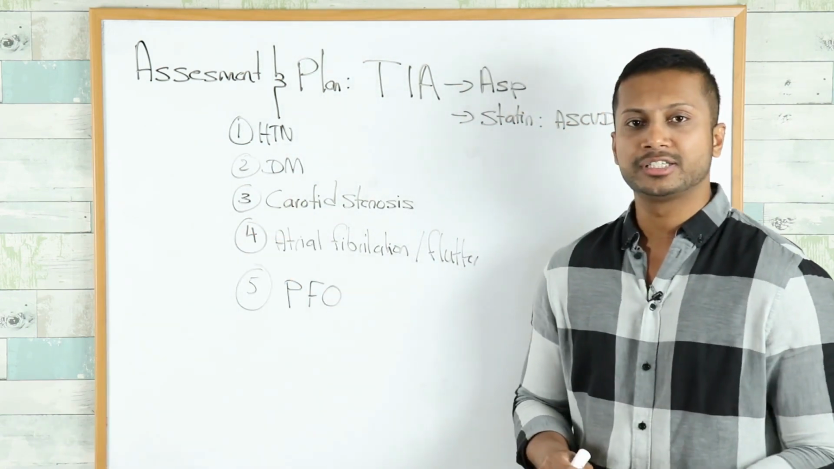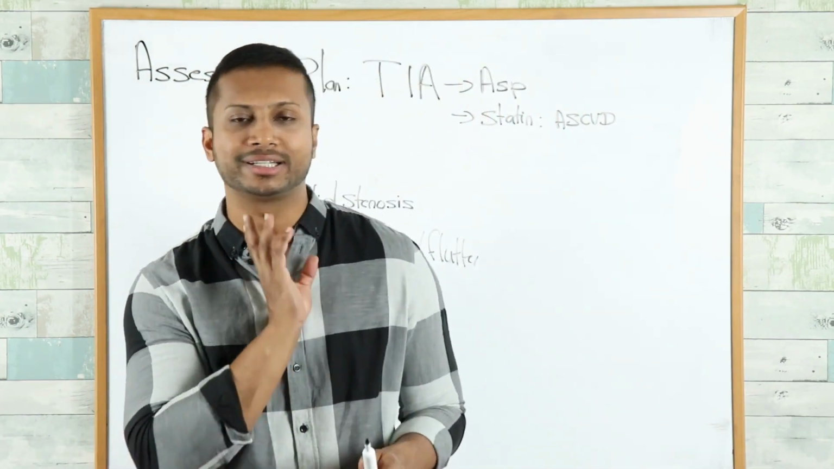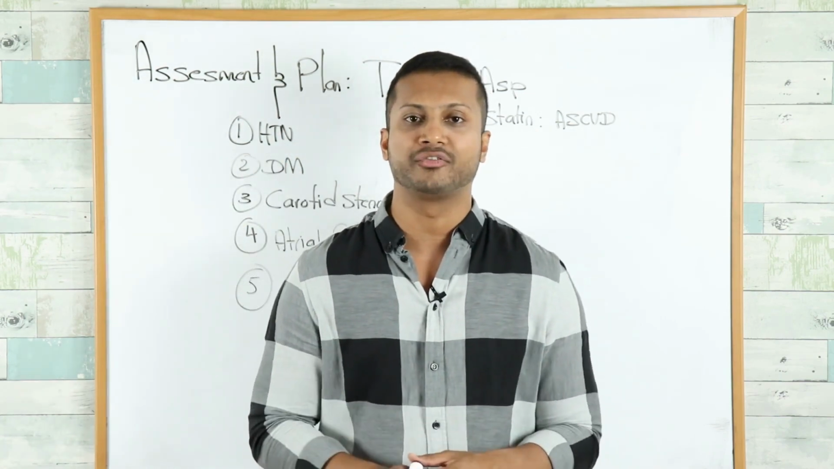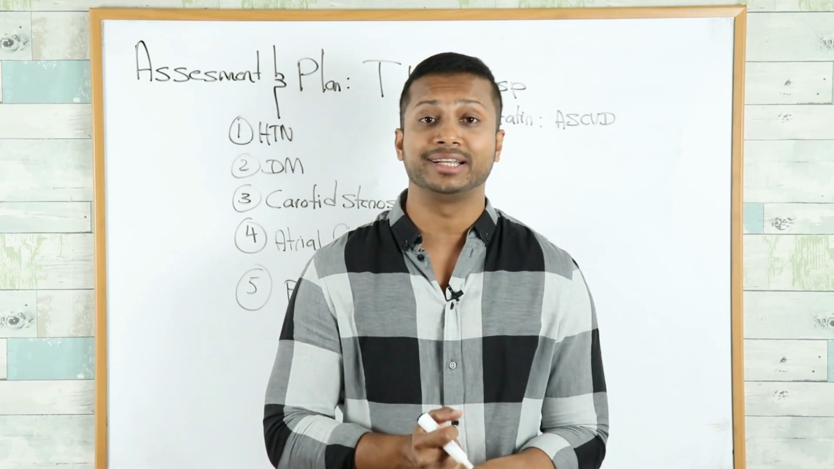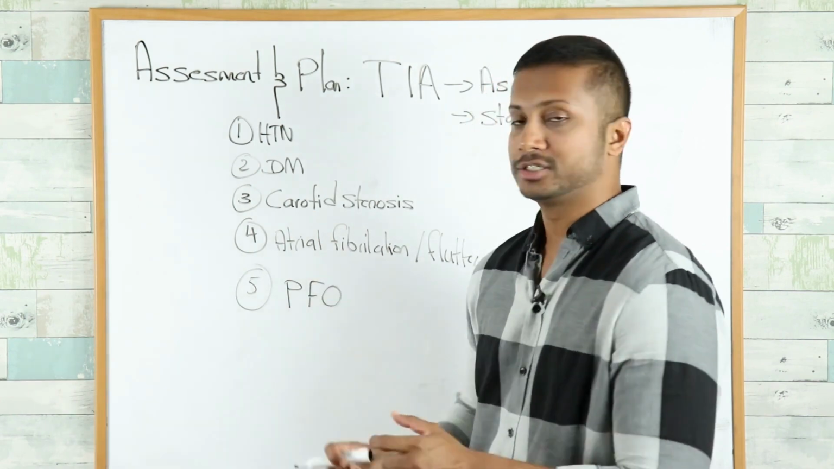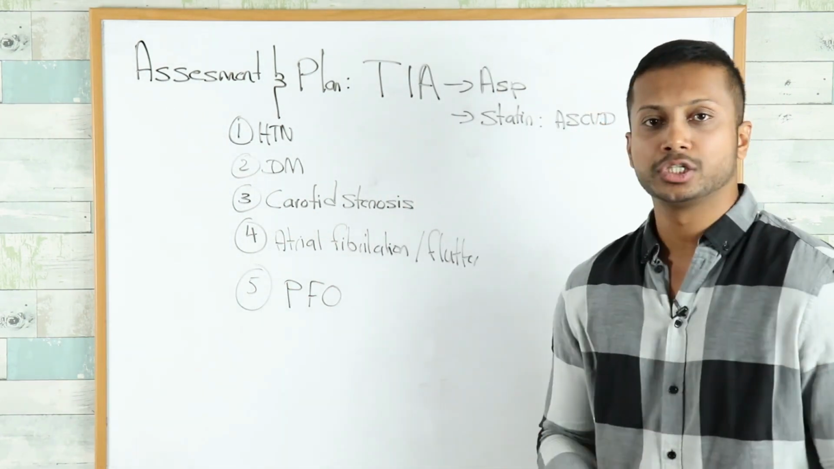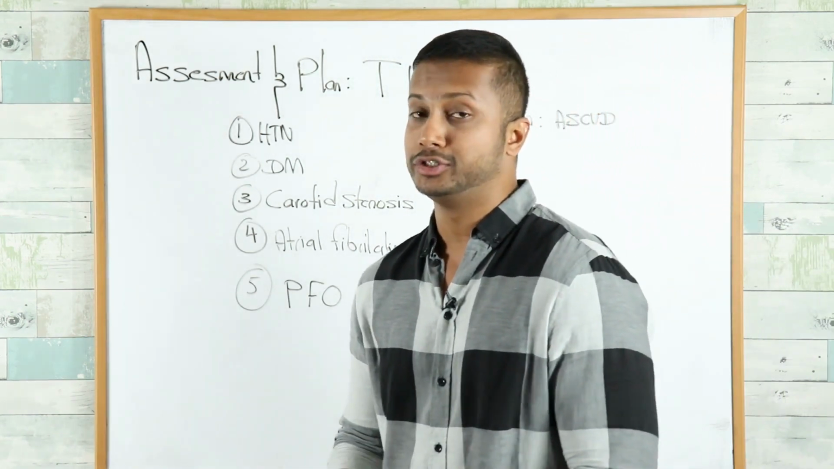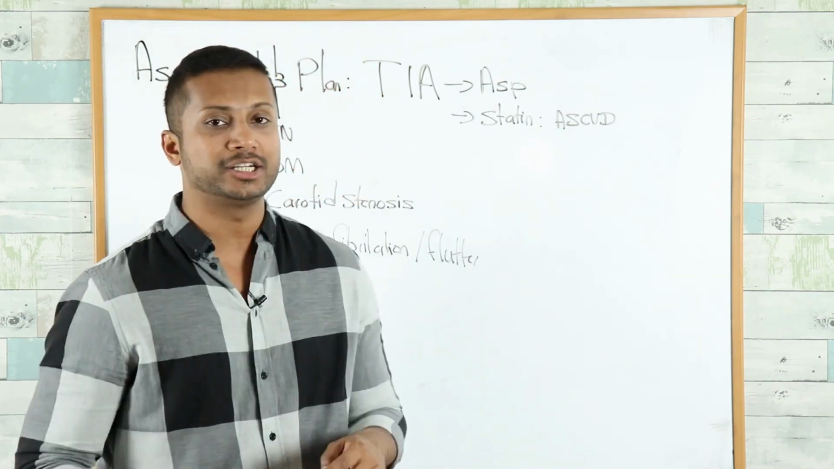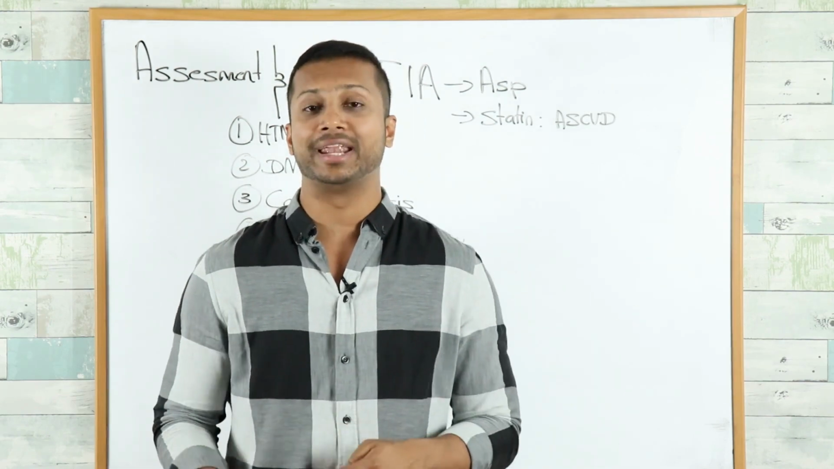Number 3, carotid stenosis. When you do a CT angiography or an MRA and you see that the patient has carotid stenosis, you'll follow the guidelines for the management of carotid stenosis, and you can do either a carotid endarterectomy or a stent could be put in. Either way, if there is a carotid stenosis, you are going to manage it appropriately. Number 4, atrial fibrillation or atrial flutter. Maybe it's present on EKG, maybe it's present on the Holter monitor. Either way, it doesn't matter. You will follow the CHA2DS2-VASc score, and you will start the patient on either an antiplatelet agent or anticoagulation.